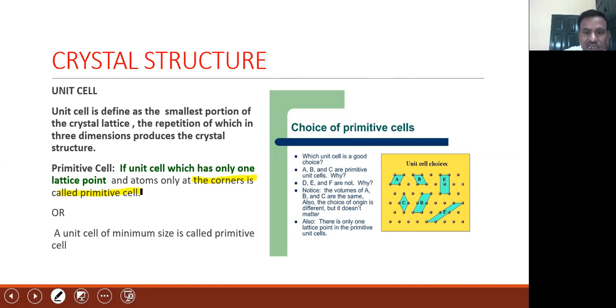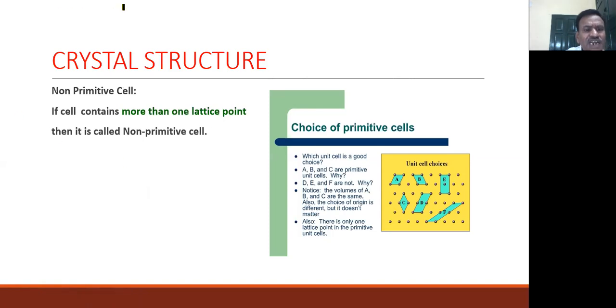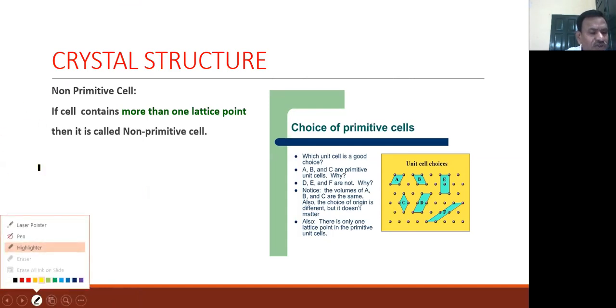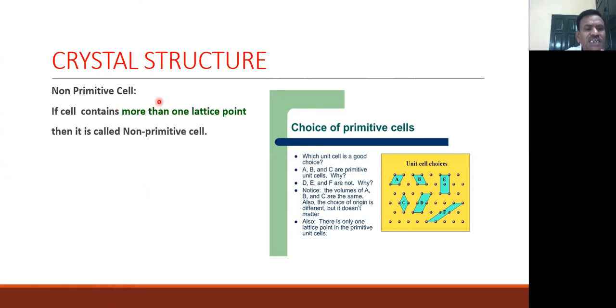Next is the non-primitive cell. In the non-primitive cell, the cell contains more than one lattice point. In the previous case, it had only one lattice point, but here it contains more than one lattice point. Then it is called a non-primitive cell. Look at this diagram, students.